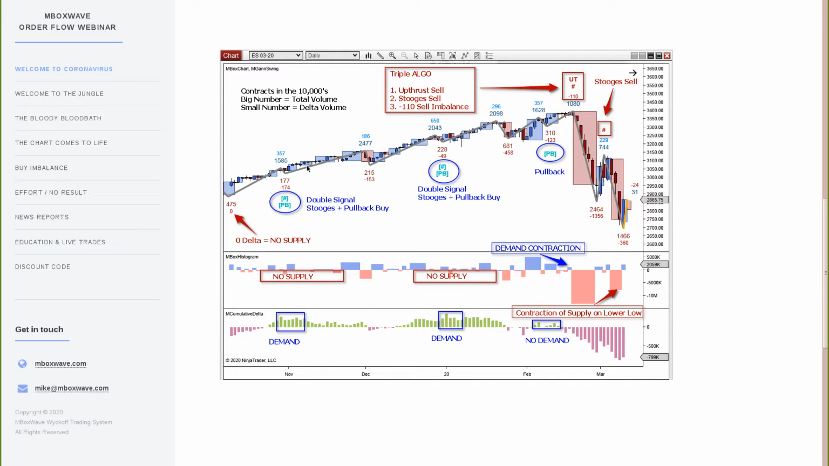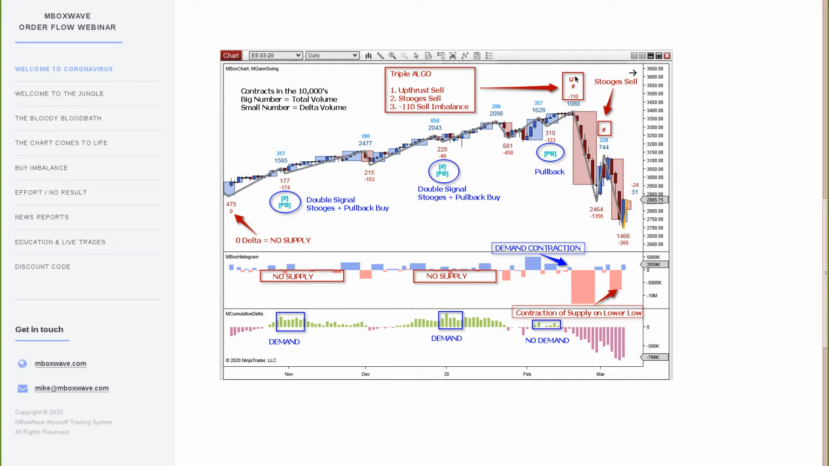Okay, we're good to go. We're taking a buy. The next dip here, we've got another double signal, no supply and demand. But what is happening by the time we get here? By the time we get to this single pullback, we have demand contracting here. We've got a big box to a smaller box to a tiny box, right? So that's our delta contracting. And we've got no demand in the cumulative delta right here.